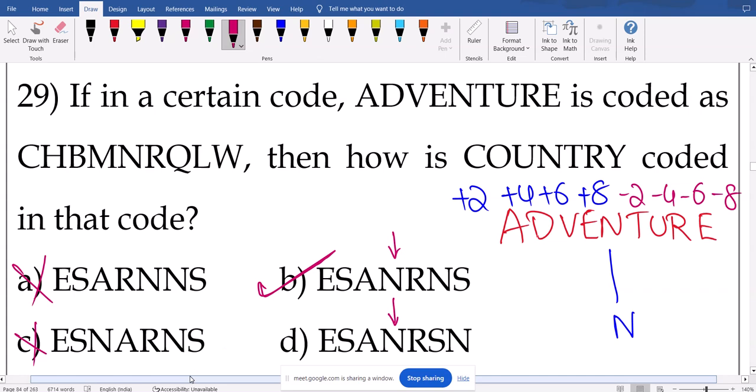See, the middle letter must be N, so A and C are eliminated. Then among B and D, which varies in the last two letters, we have -2, -4, -6 here. We don't get 8 here. First letter +2, second letter +4, third letter +6. Then -2, -4, -6. No need to enter into 8. Here only 7 letters are available, so accordingly we need to update our logic. Coding and decoding related question.